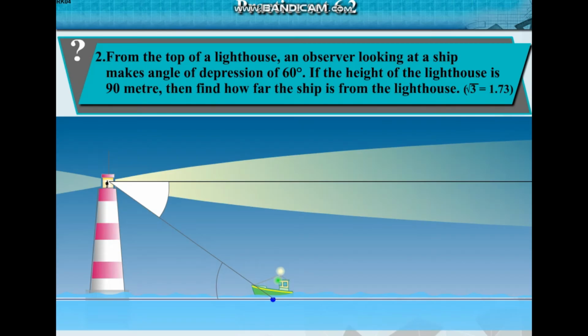2. From the top of a lighthouse, an observer looking at a ship makes angle of depression of 60 degrees. If the height of the lighthouse is 90 meters, then find how far the ship is from the lighthouse. Root 3 is equal to 1.73.